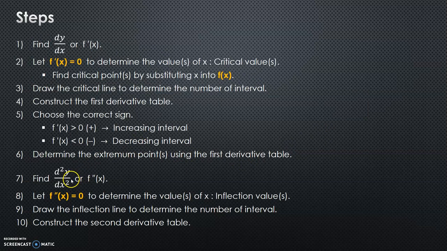Number 7, find the second derivative and let the second derivative equal to 0 in order to determine the value of x, which is referred to as the inflection value. Number 9, draw the inflection line to determine the number of intervals. Number 10, construct the second derivative table.